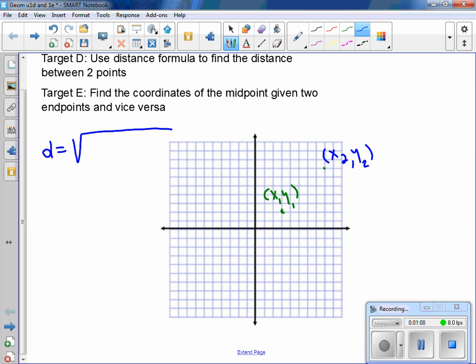We have the square root of X2 minus X1, plus Y2 minus Y1. So things to take note of, X2 and X1, we're just subtracting our X coordinates. Y2 and Y1, we're subtracting our Y coordinates. It doesn't really matter which one you subtract first, what you call Y1, Y2, because what we're going to do is to square whatever we get. Okay? So let's do a quick example.